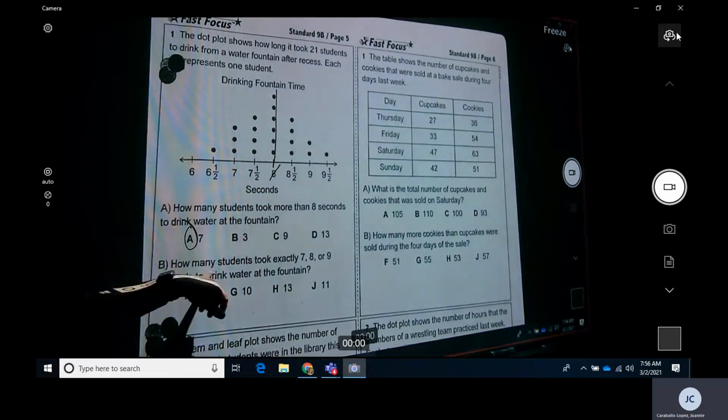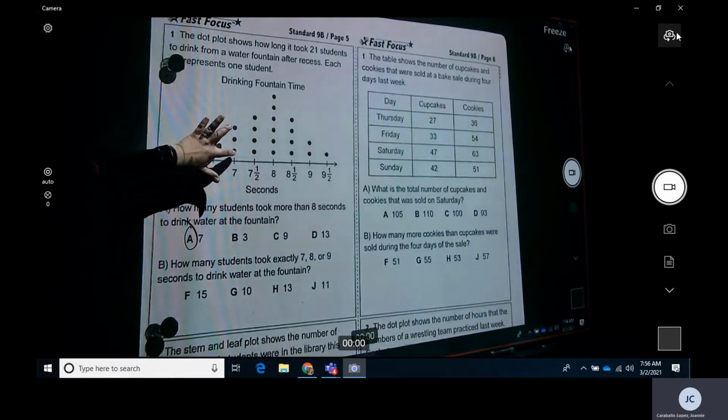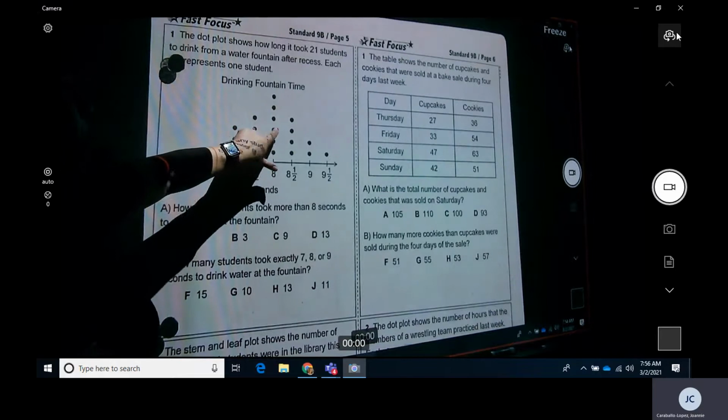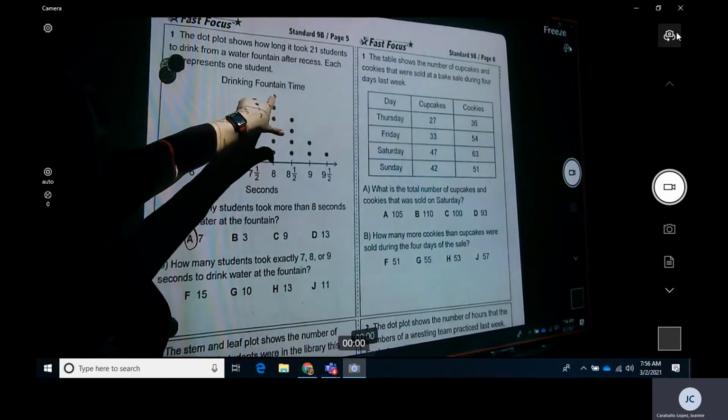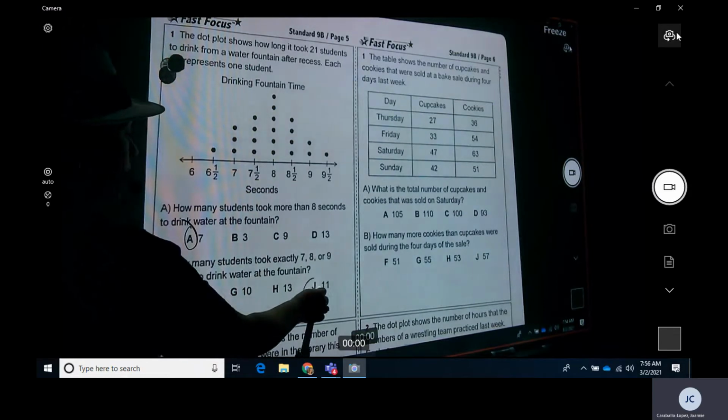All right, next. How many students took exactly 7, 8, and 9 seconds to drink water? ¿Cuántos estudiantes se tardaron exactamente 7, 8 y 9 segundos para beber agua de la fuente? ¿Cuántos? Ok, mi amiga Estrella dice 11. Vamos a contar. Cuente conmigo. 1, 2, 3, 4, 5, 6, 7, 8, 9, 10, 11. Is she correct? Yes. She is. And our answer is J.